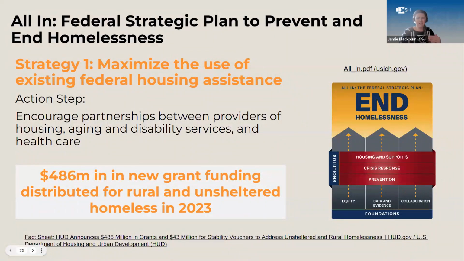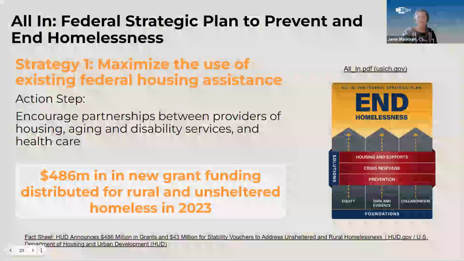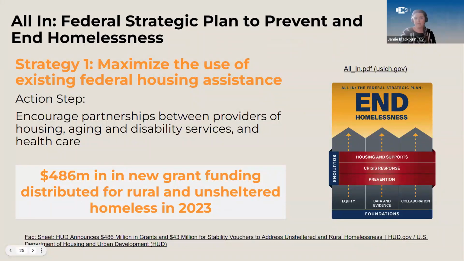And then, not to back up this federal plan, I will say that there has been new funding put out through HUD, the Department of Housing and Urban Development, encouraging these cross-sector partnerships. So in 2023, $486 million in new grant funding was distributed to address rural and unsheltered homelessness. Now it's being distributed out through continuums of care. And if you don't know what that is, we're going to talk about that in a second. Which is the homelessness response systems in your local community.